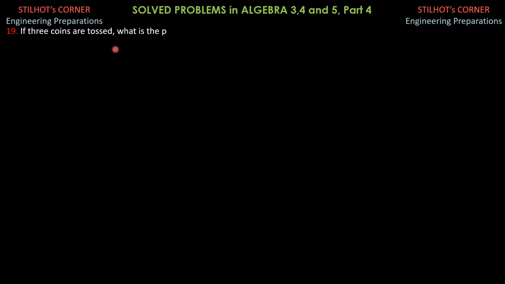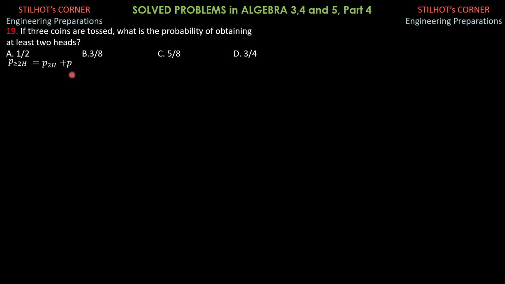If 3 coins are tossed, what is the probability of obtaining at least 2 heads? Obtaining at least 2 heads means we find the probability of obtaining exactly 2 heads and exactly 3 heads. So the probability of at least 2 heads is the probability of obtaining 2 heads plus the probability of exactly obtaining 3 heads. So this is binomial probability.